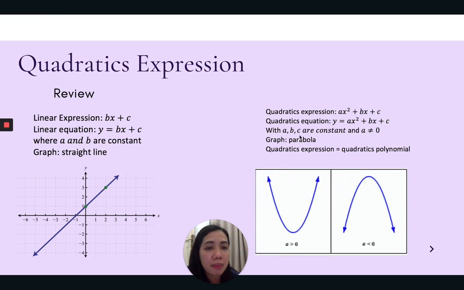And remember, a, b, c are constants or real numbers, and a cannot be equal to 0. Why can a not be equal to 0? Look here: if this a equals 0, then we go back to the linear expression. So that's why there is an additional requirement here that a cannot be 0.